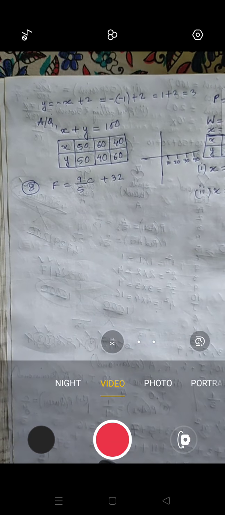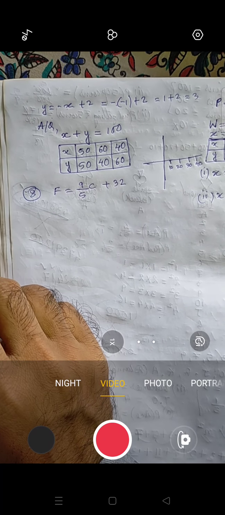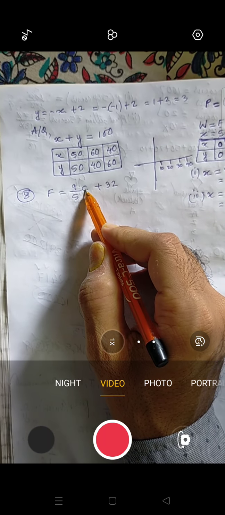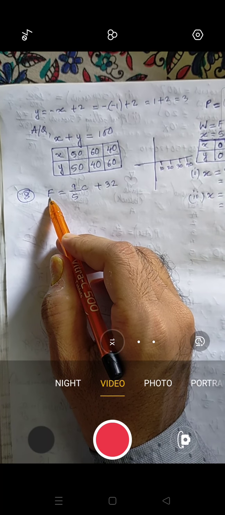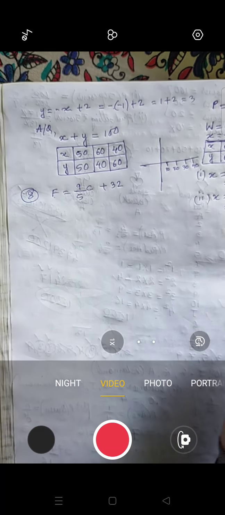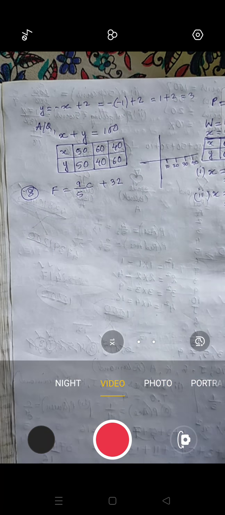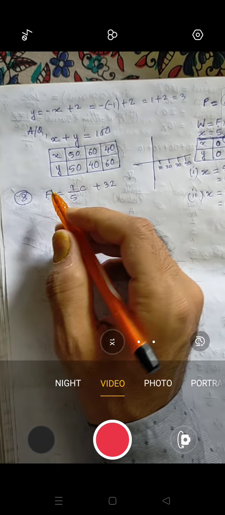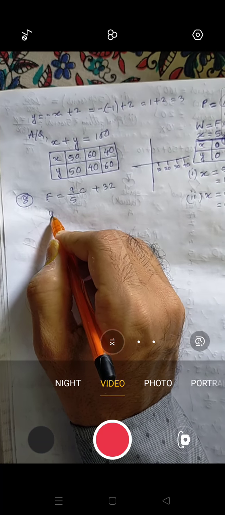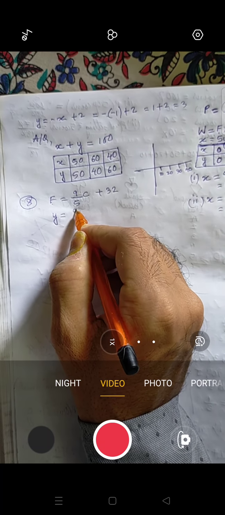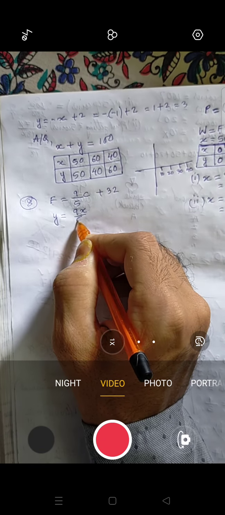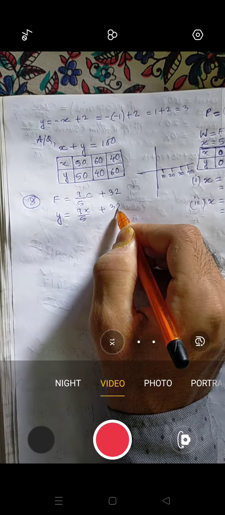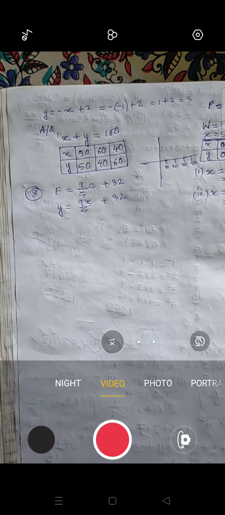In the question it is said to draw the graph of the linear equation above using Celsius for x-axis. That means Celsius you will be taking x and Fahrenheit you will be taking y. If they don't mention also, you have to take it as x and y. So Fahrenheit I am taking as y equals 9x by 5 plus 32. Any problem? This is the relation.